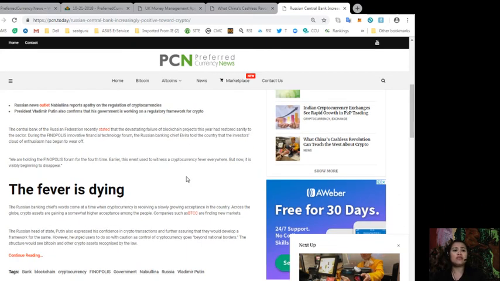The Russian banking chief's words come at a time where cryptocurrency is receiving a slowly growing acceptance in the country. Across the globe, crypto assets are gaining a somewhat higher acceptance among the people. Companies such as BTCC are finding new markets. The Russian head of state Putin also expressed his confidence in crypto transactions and further assured that they would develop a framework for the same. However, he urged users to do so with caution as control of cryptocurrency goes beyond national borders. The structure would see Bitcoin and other crypto assets recognized by the law.